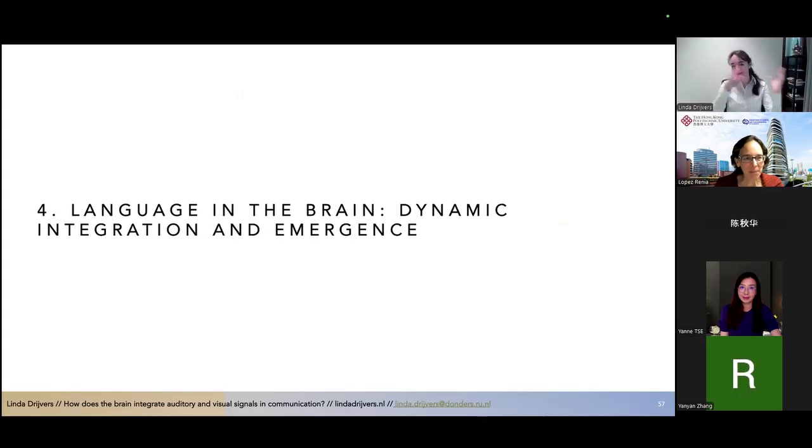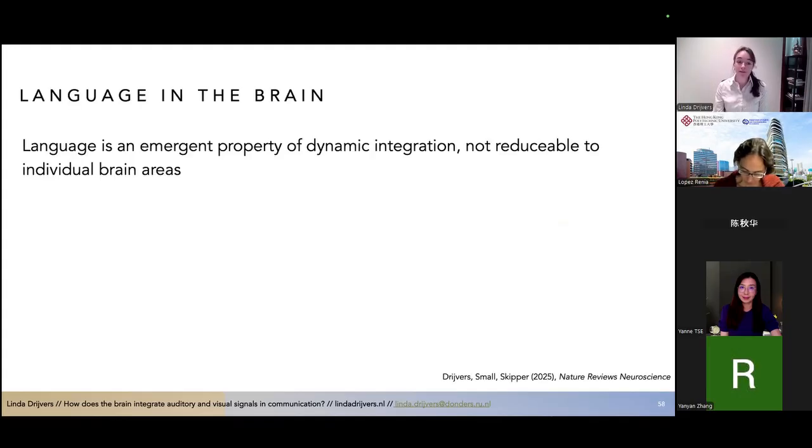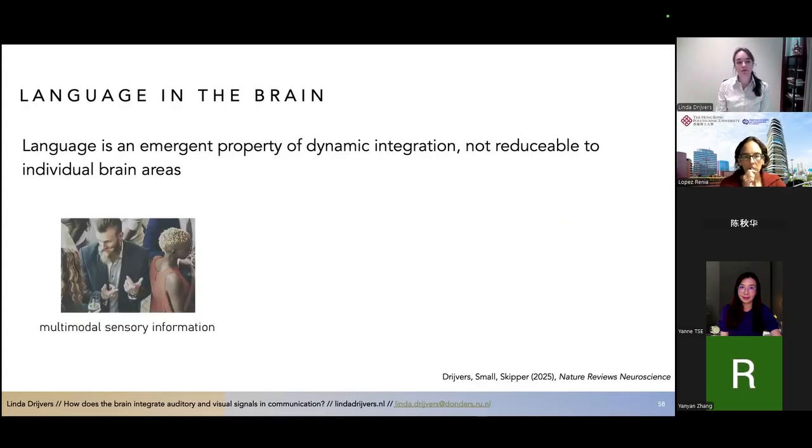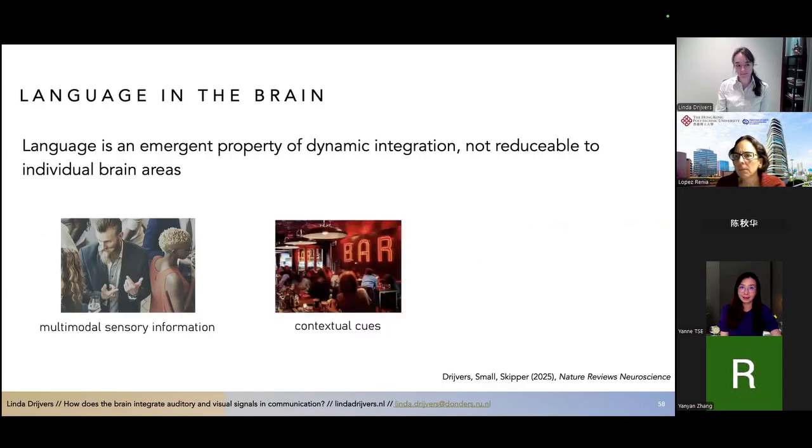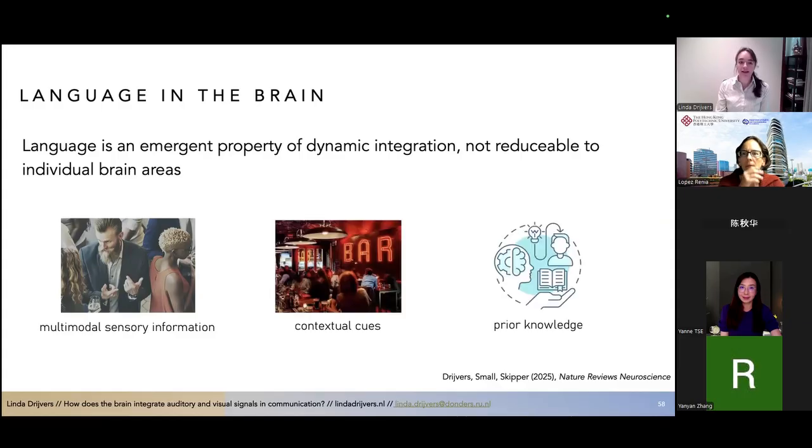Okay. Because I wanted to wrap this up in a way where I argue for this more multimodal model of language in the brain. So I started out with saying that language is an emergent property of dynamic integration, not reducible to these individual brain areas. And that's because the brain needs to respond to multimodal sensory information, contextual cues, and also prior knowledge. So to partition the brain into a fixed language network would be overlooking this fluidity, right? So this context dependency and the dynamic character of neural processes.